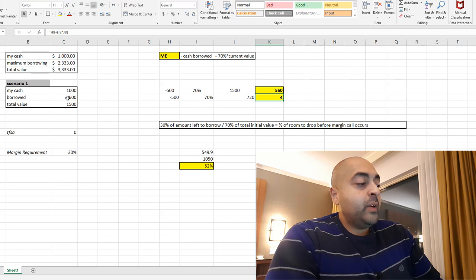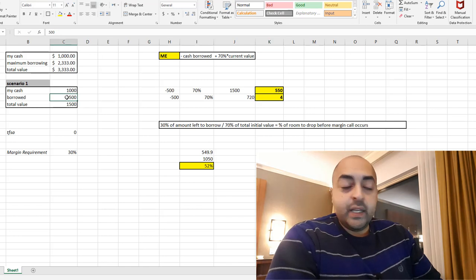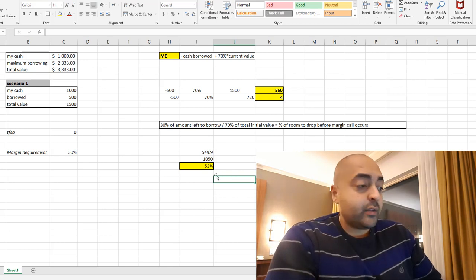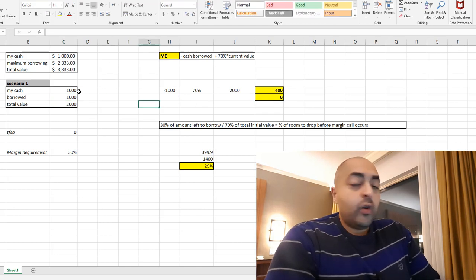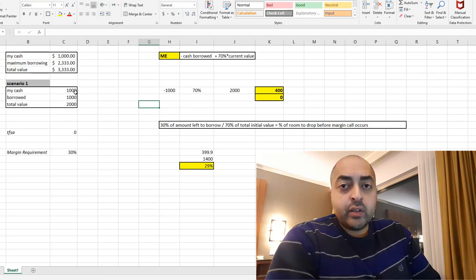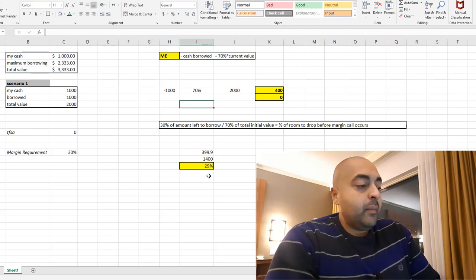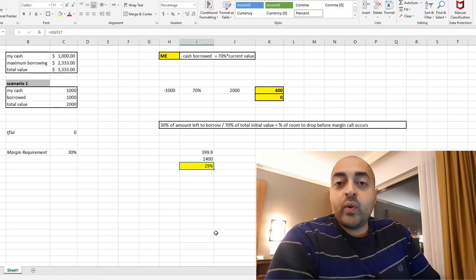So based on how much I borrowed compared to how much I put in, I can calculate how much room I have for a stock to drop before the broker places a margin call on my account. So let's go back to the first example with $1,000. I put $1,000. I borrow $1,000. I basically have the stock can drop 29% before the broker will place a margin call.